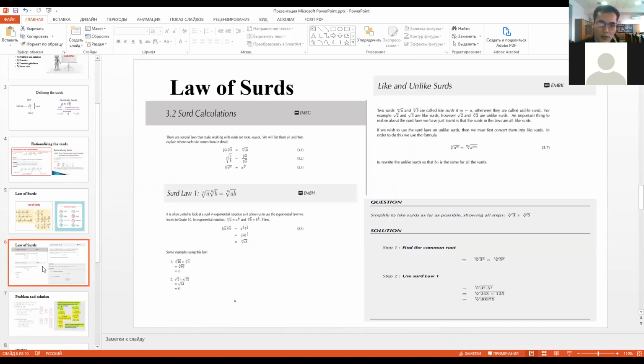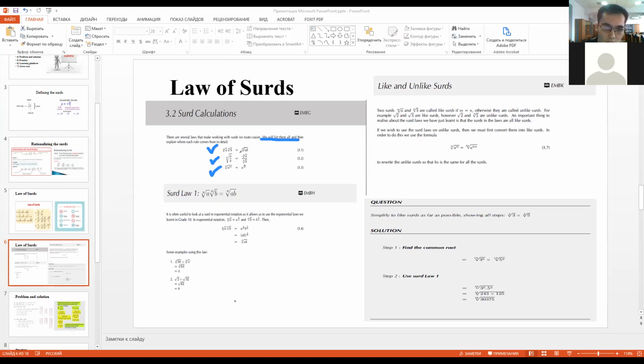And here we have practical explanations of the surds. For example, here we will list them all and then explain each of them. For example, here the three rules are explained.